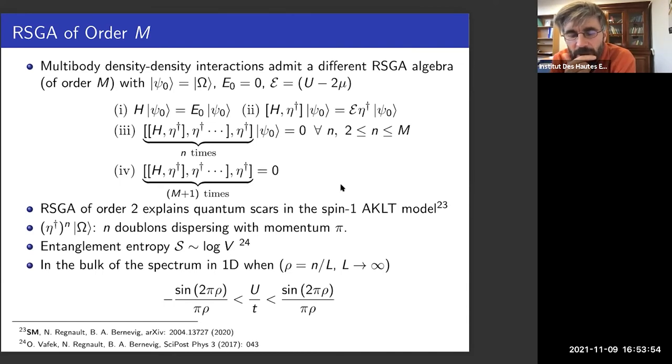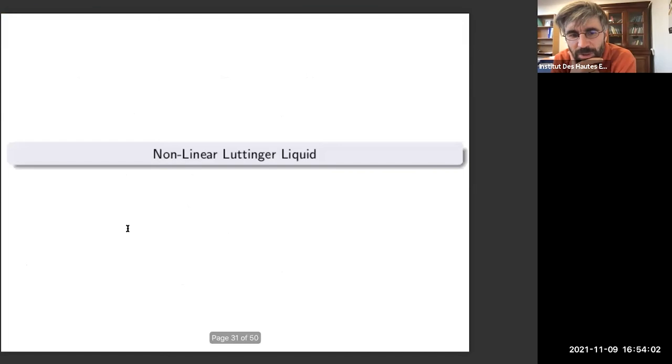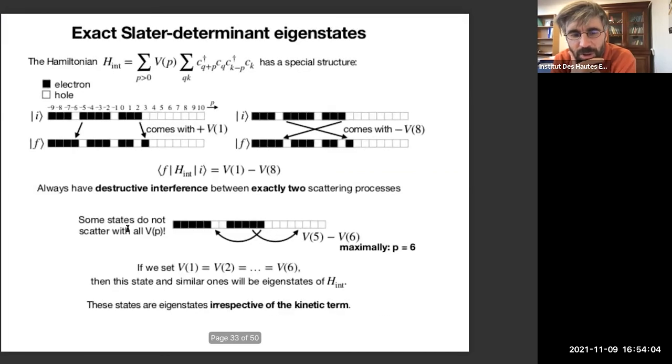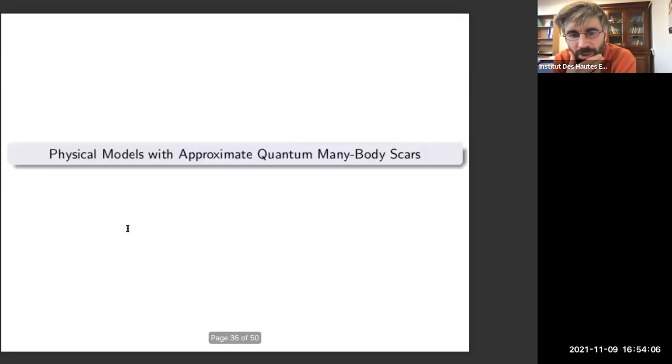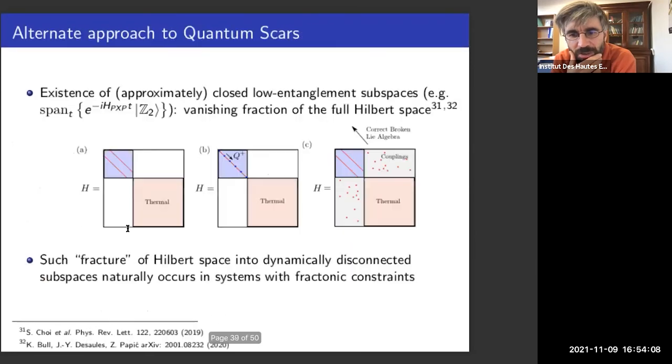Right. But in your abstract, you mention that these scar states were actually observed in experiments. How is it possible that in experiments they were able to reproduce these very special Hamiltonians? How did this work out for them?